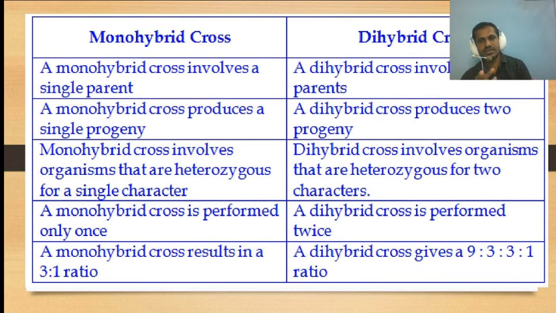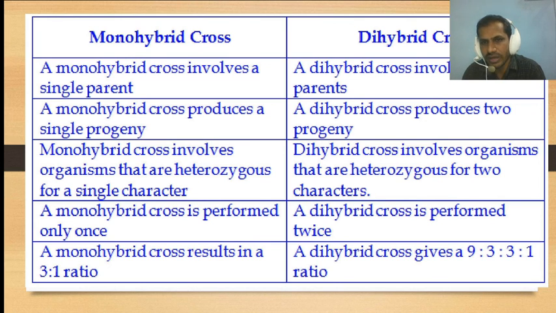Next, we move to the difference between monohybrid and dihybrid cross. Monohybrid cross involves a single parent. Dihybrid cross involves two different parents. Monohybrid cross can produce a single progeny. Dihybrid cross can produce two progeny. Monohybrid cross involves organisms that are heterozygous for a single character. Dihybrid cross involves organisms that are heterozygous for two characters. Monohybrid cross is performed only once.